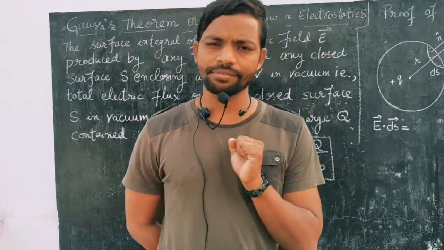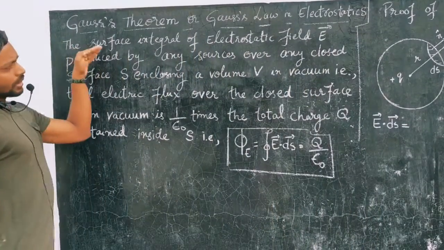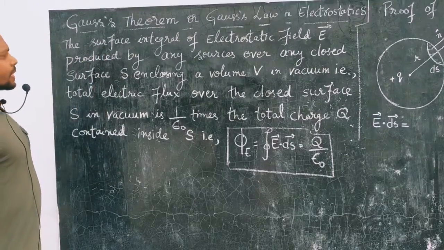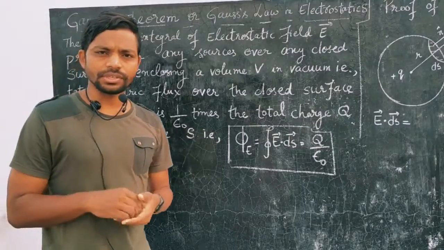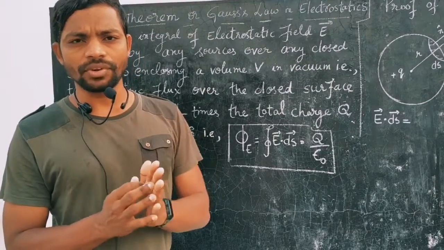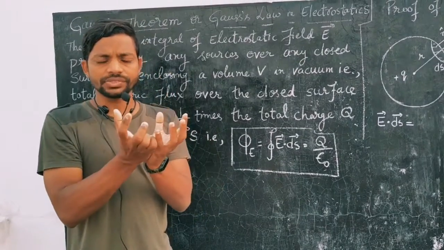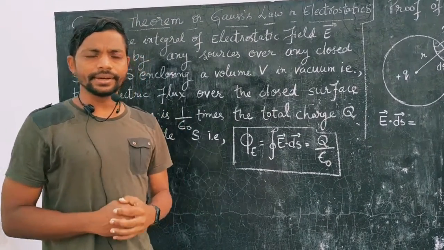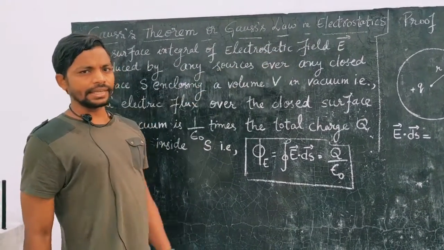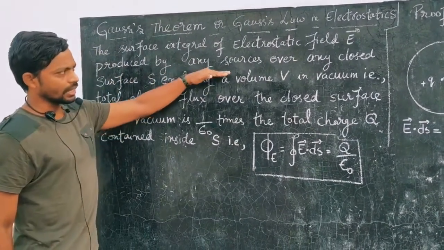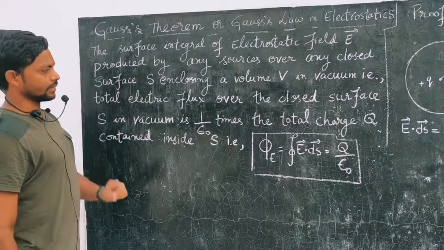First we'll start with the definition of Gauss law and expression for it. Gauss theorem or Gauss law in electrostatics. The surface integral. In the previous class we have discussed about the surface integral. Whenever we are adding all the small areas over a closed surface, then we use the surface integral. Surface integral of electrostatic field E produced by any sources over any closed surface S.